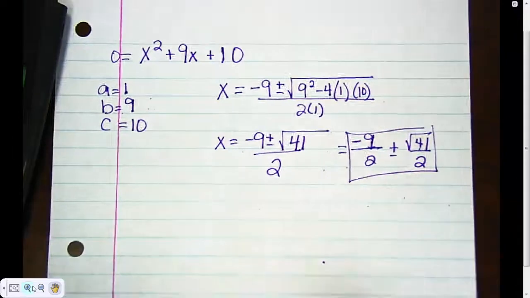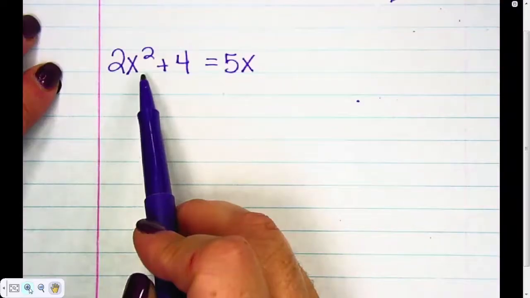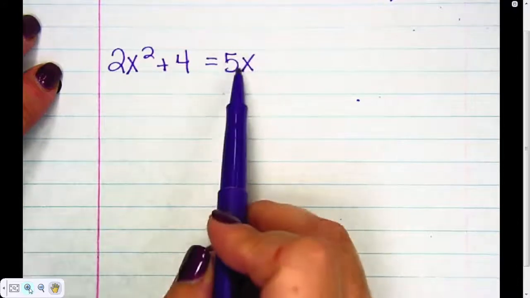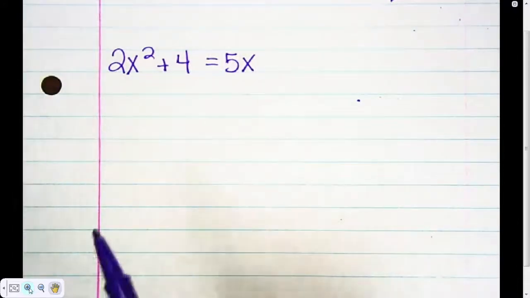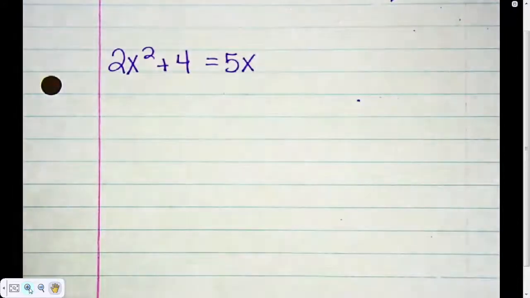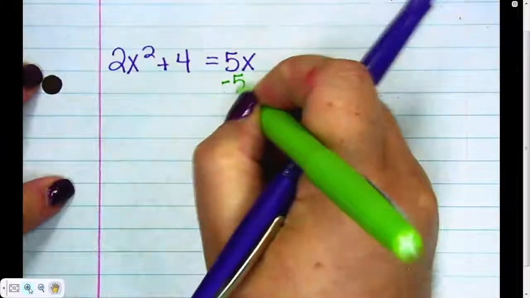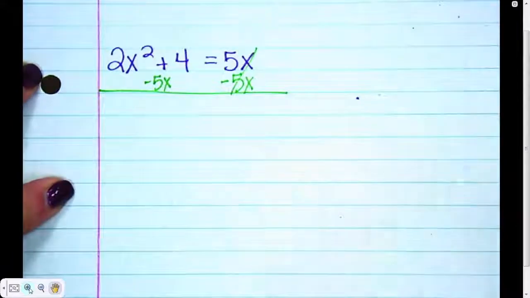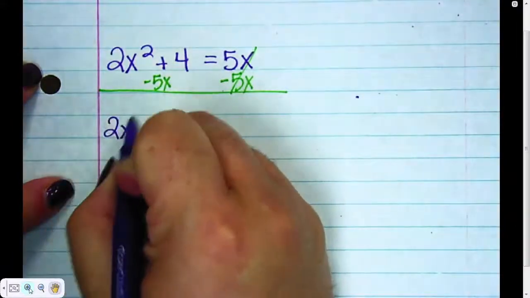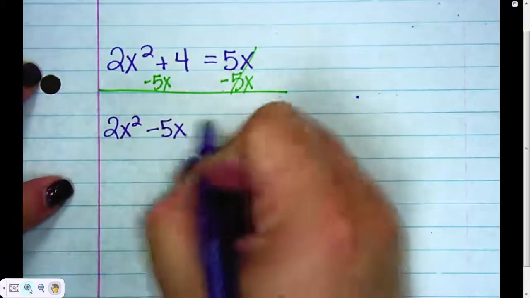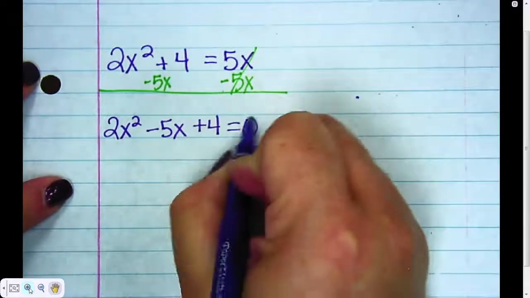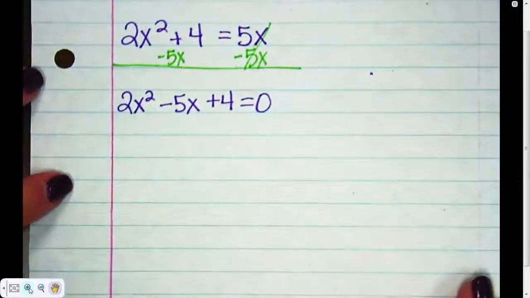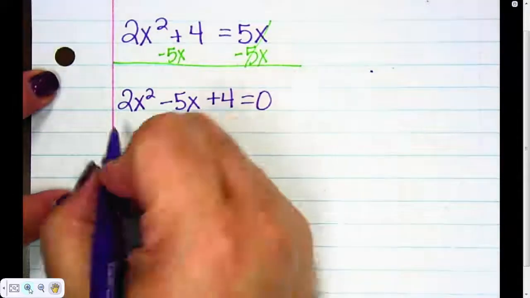Alright, one more example. Okay, on this problem, I need to get it equal to 0. So I've got to move the 5x to the other side. To move a positive 5x, we're going to have to subtract 5x. I'll need to write this in standard form. So 2x squared minus 5x plus 4 is now equal to 0. Now it's okay for us to identify our A, B, and C values.